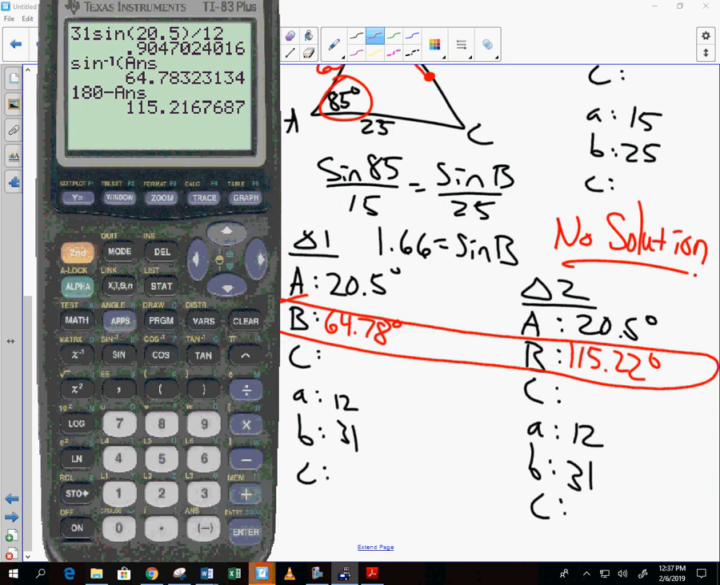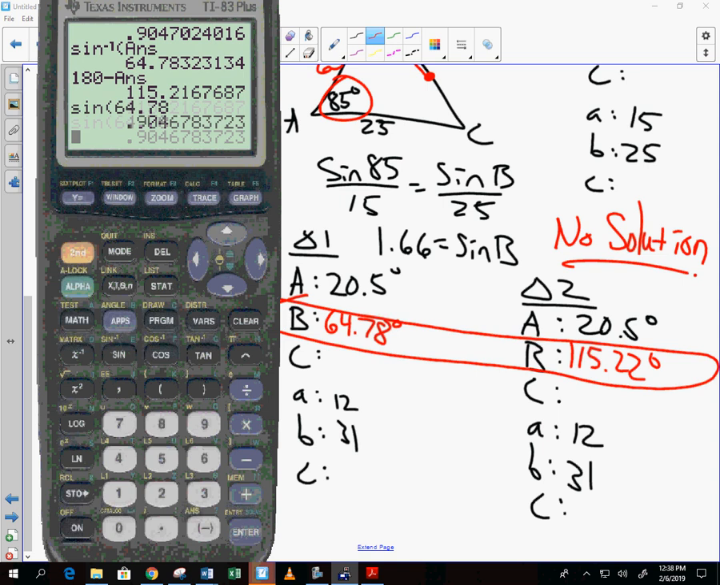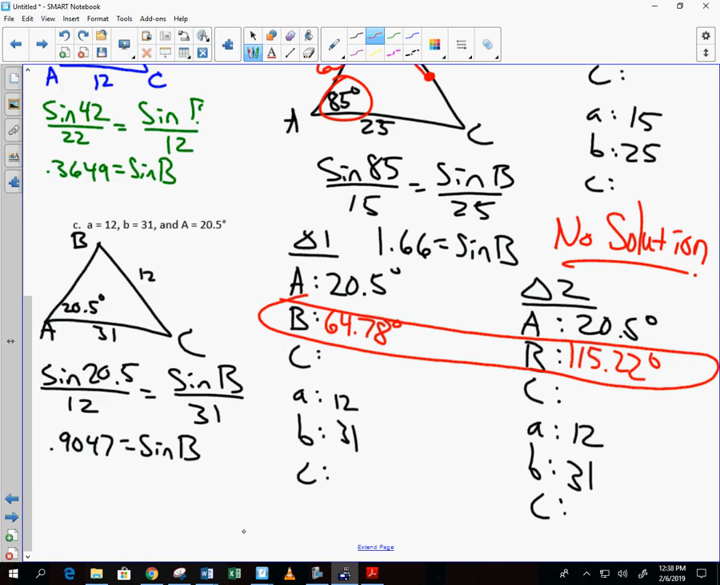Notice again, if you took the sine of 64.78, you get that thing. If you take the sine of 115.22, you get that thing. It's the same exact value because sine doesn't know the difference between first and second quadrant. Well, now it's a piece of cake to solve. How do you find angle C? Yeah, you just solve these independently.